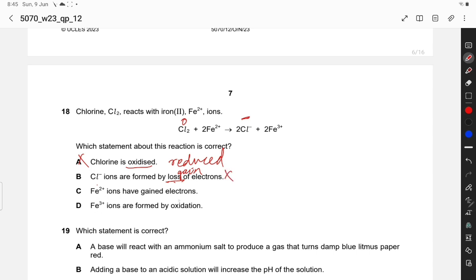Iron 2 ions have gained electrons? No, that is not correct. Iron 3 ions are formed by oxidation. Going from 2 to 3, the oxidation state is increased. Iron 3 ions are formed by oxidation. So D option is the correct option.